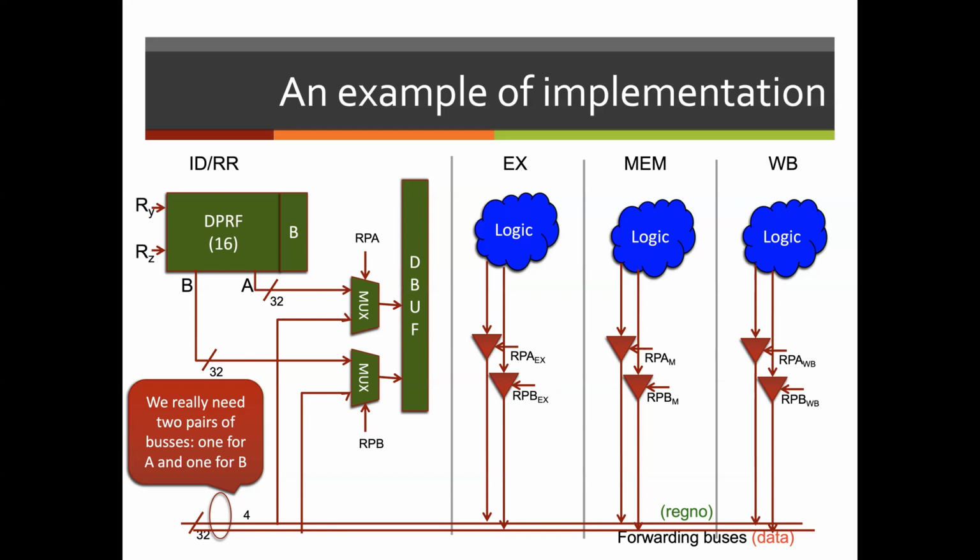And so once the read pending A or read pending B signals are sent, then we can make use of appropriate multiplexers in the IDRR stage. And this will allow for the data from A or B forwarding data bus lines to be selected instead of the register file.